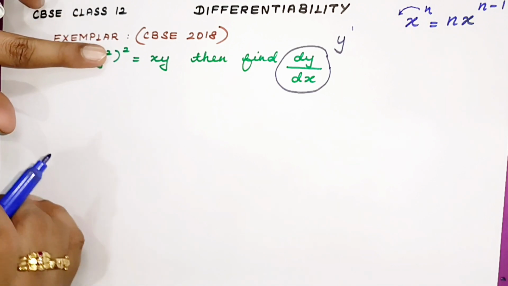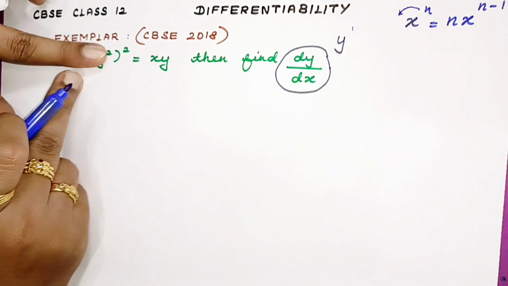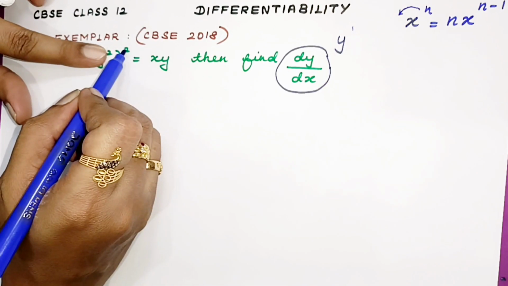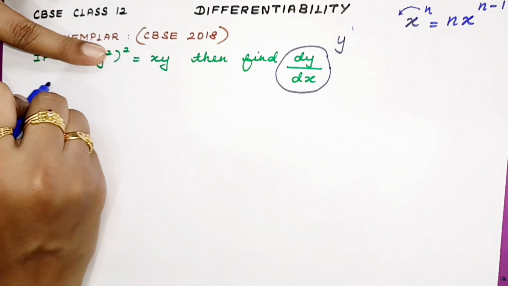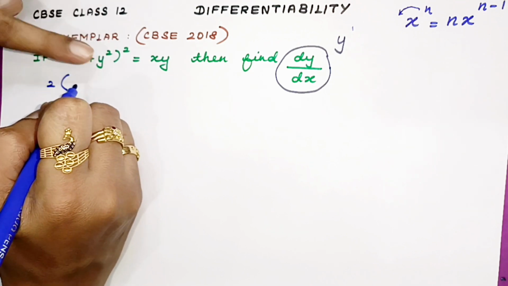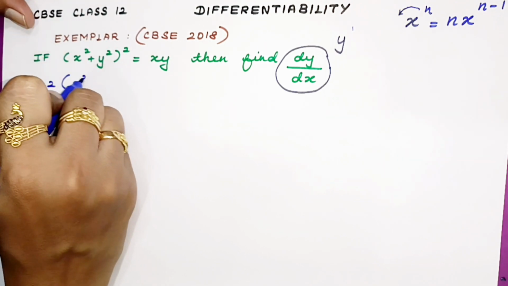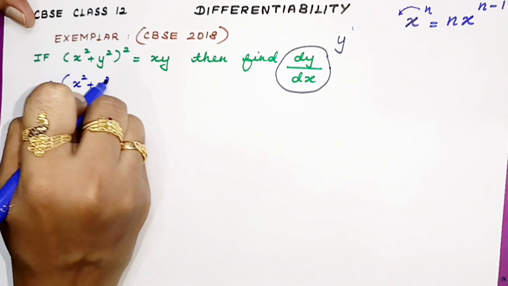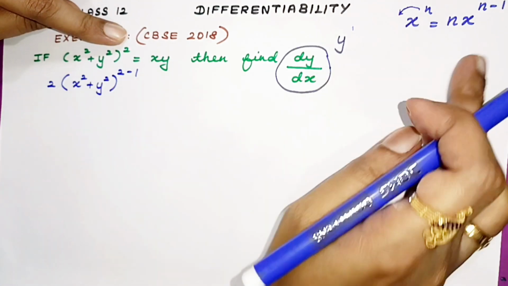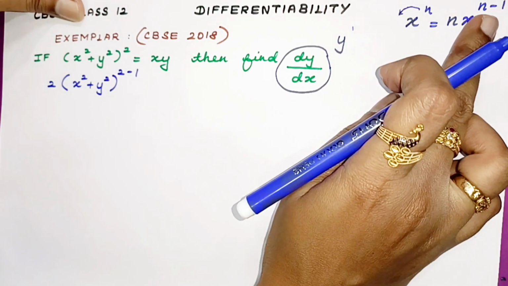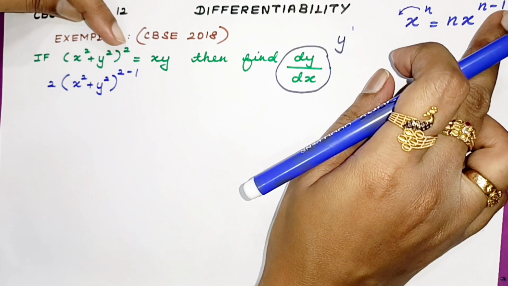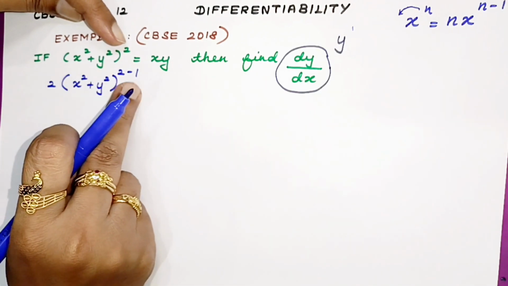We have to consider the terms inside the bracket as x. So we have to take this power 2 in front of the term, that is 2 into. Keep the bracket terms as they are inside it: x square plus y square the whole power 2 minus 1, because according to the formula we have to subtract 1 from the power. So we have subtracted like this.